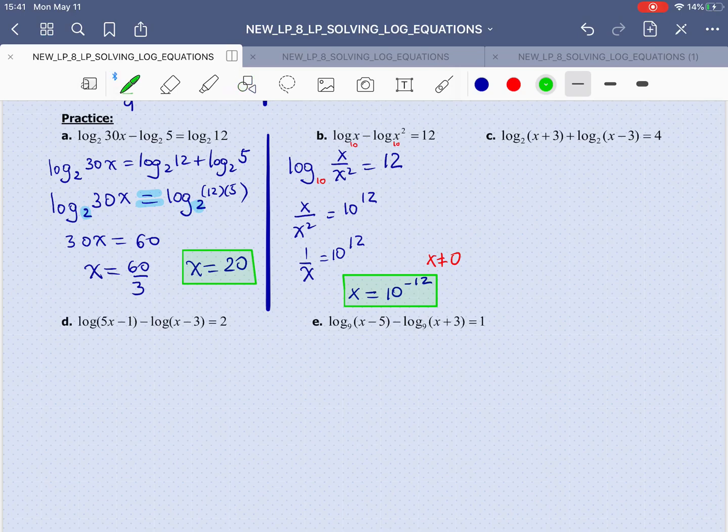Okay, so 10 to the negative 12, remember, is a positive number, or we can write it in this form as well, right? So it's a positive number. So do not be afraid of plugging x into the equation here, in the log terms, okay? So it's positive, so we're good.